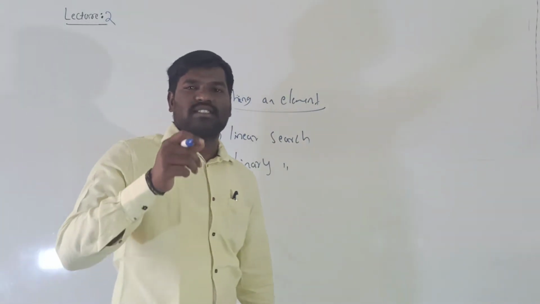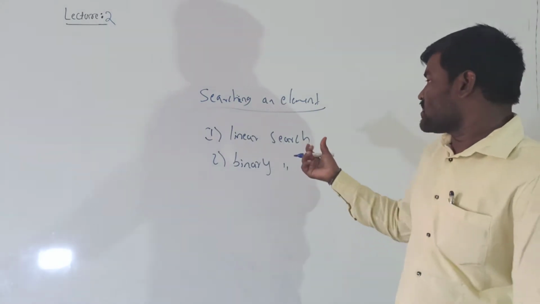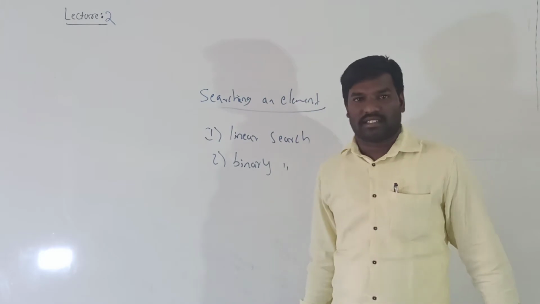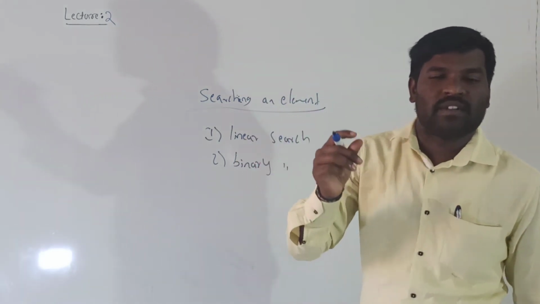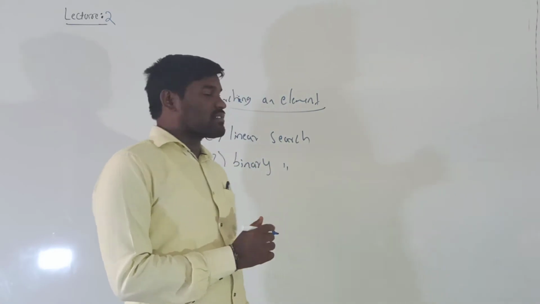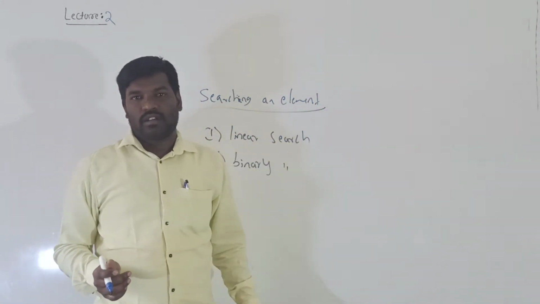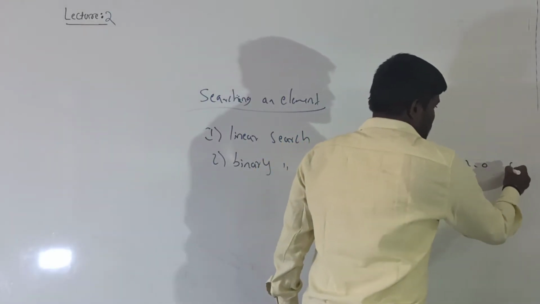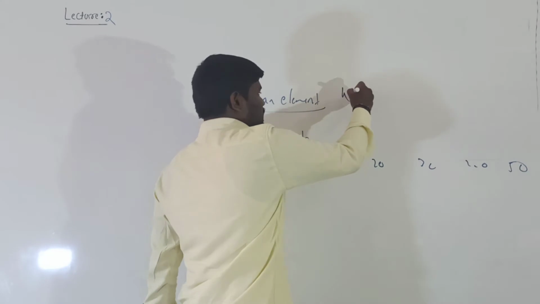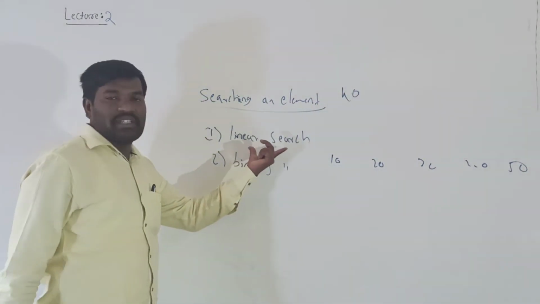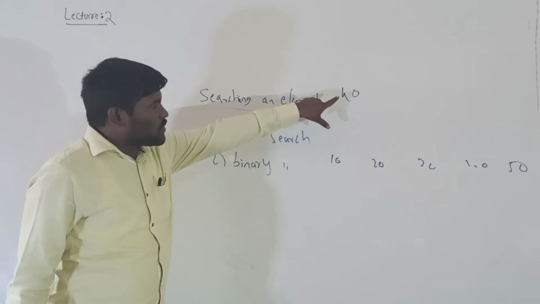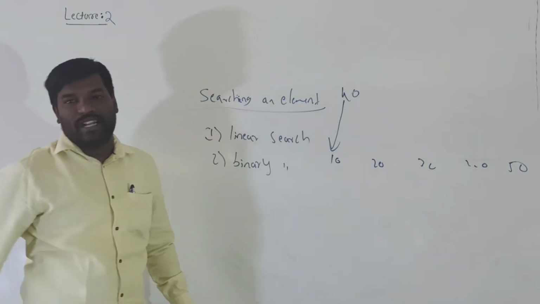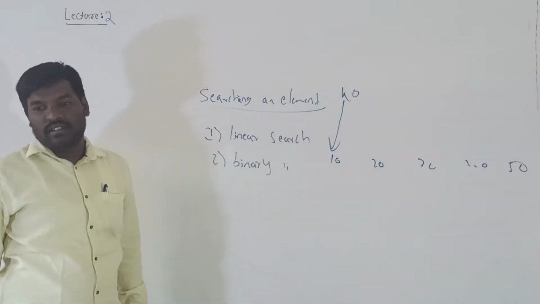If you want to search for an element in a given set of elements, there are two options: linear search and binary search. Linear search means the element can be searched from the beginning to the end. For example, given 10, 20, 30, 40, 50, if I want to search for 40 with linear search, the searching starts from the beginning to the end. That is the linear search.